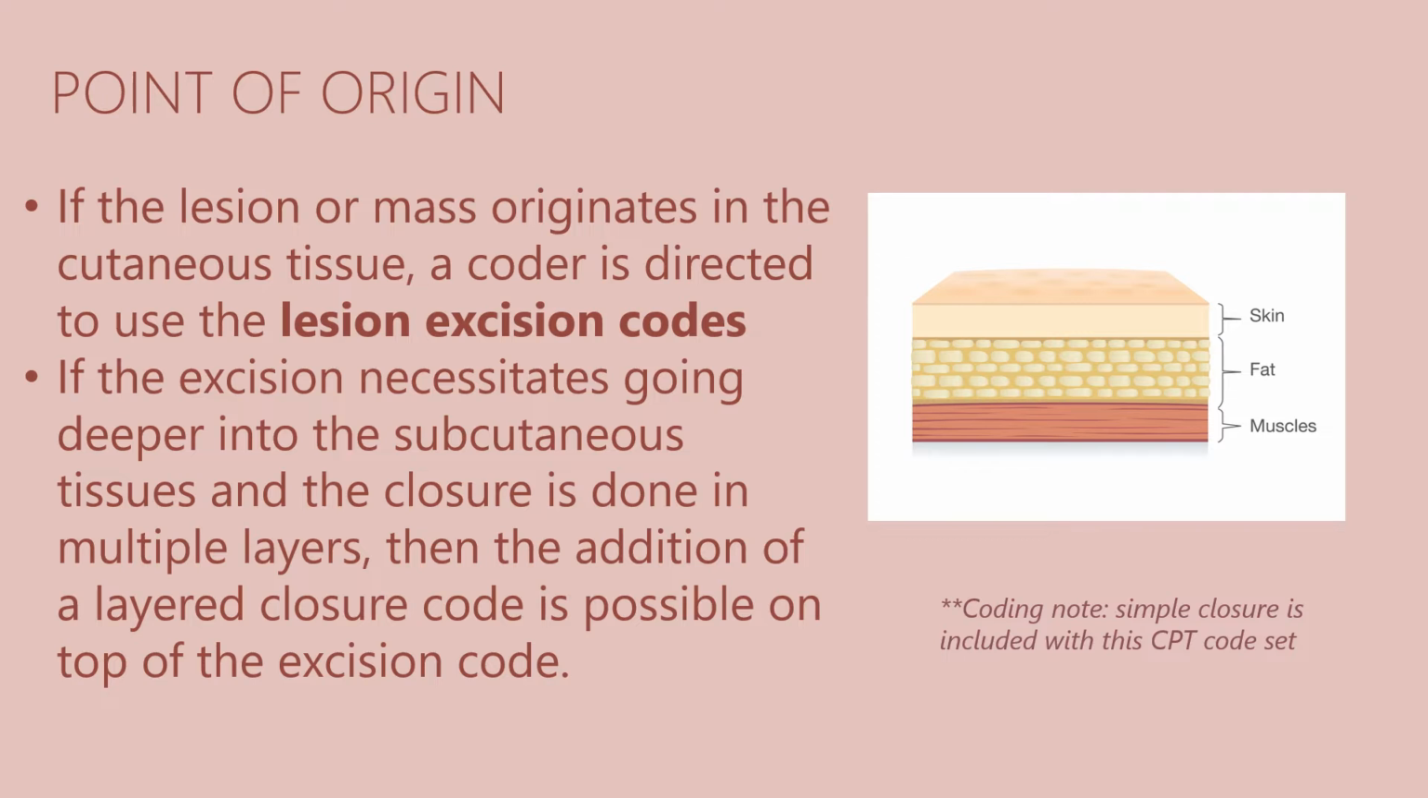We also talked about the point of origin. If the lesion or mass originates in the cutaneous tissue, the coder will be pointed to the lesion excision codes. If it necessitates going deeper into the subcutaneous tissues and the closure is done in multiple layers, that is where you have the addition of a layered closure CPT code. Simple closure is included in the CPT code set.